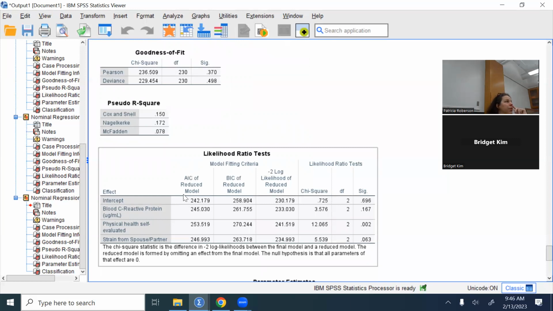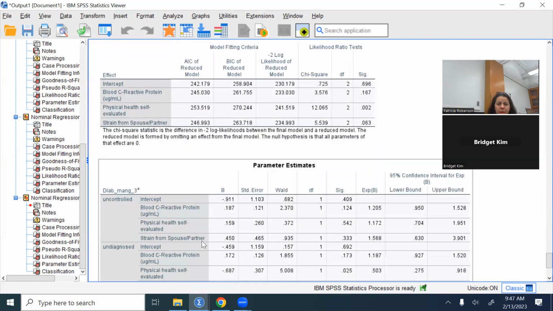So this likelihood ratio, the AIC reduced model, suggests what will happen if you remove an item. And so you also want to look at those. If you remove an item, it gets worse. Physical health. It seems like they all get worse, so that's good.